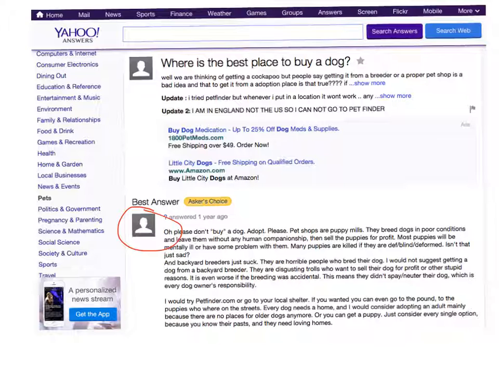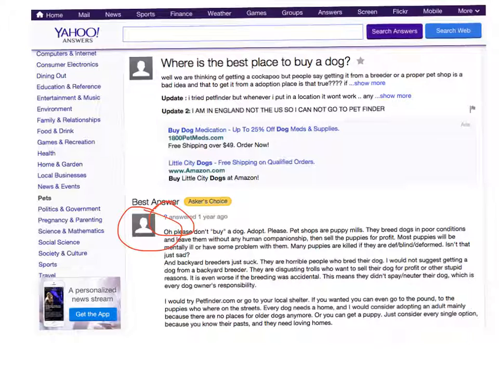We don't know who this person is. There's no picture. There's no name. We don't know who this is. We don't know what their background is. It could be a veterinarian answering the question, like an expert. It could just be any neighborhood person, any random person that has no idea about dogs or anything about them, but just sounds like they do.